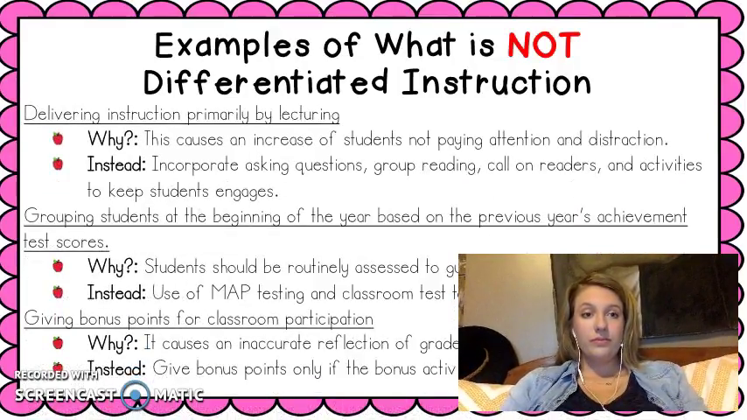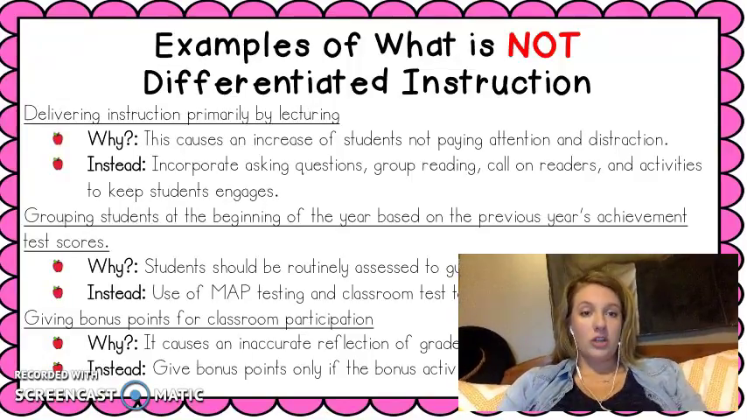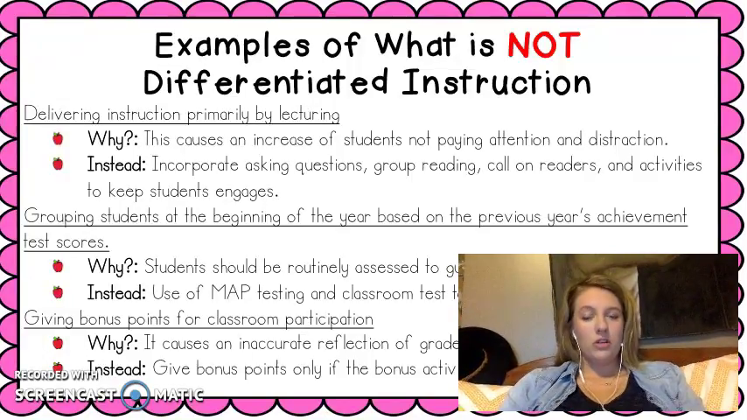Delivering instruction primarily by lecturing. Why is this not differentiated instruction? Well, this causes an increase of students not paying attention and distraction. Instead, incorporate asking questions, group reading, calling on readers, and activities to keep the students engaged.